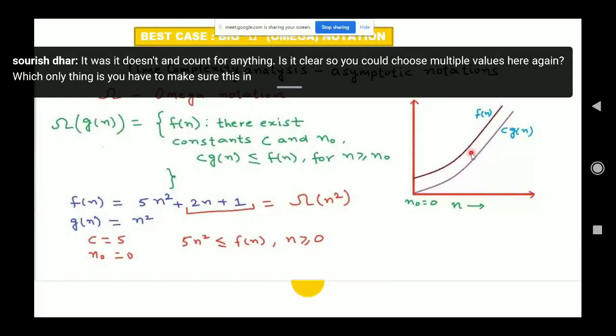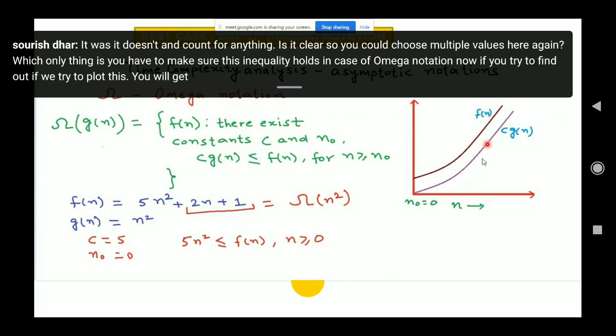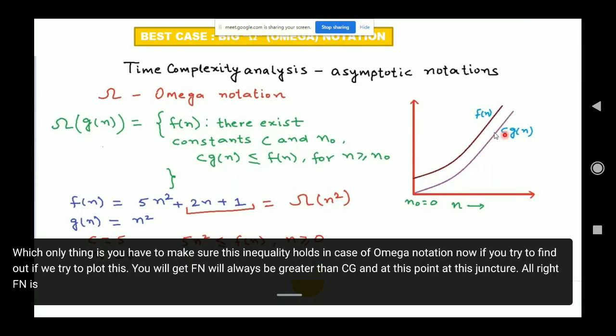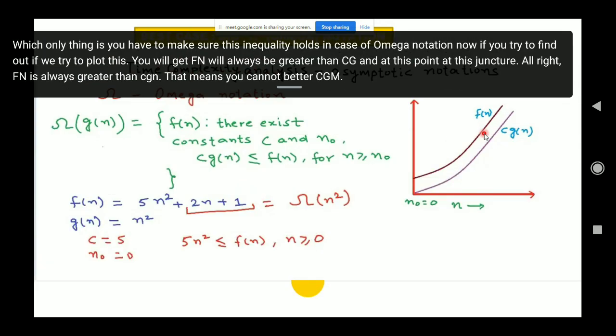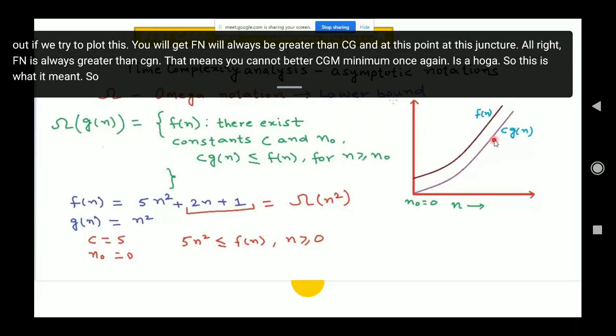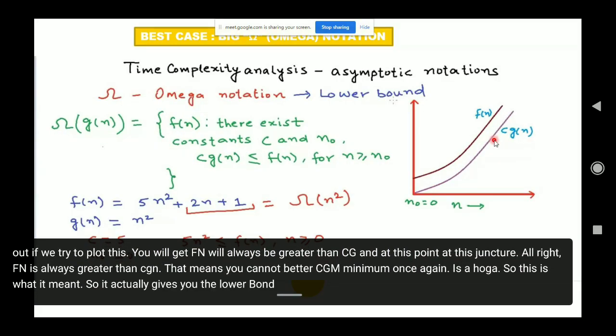Now if you try to plot this, you will get fn will always be greater than cgn at this juncture. Alright, fn is always greater than cgn. That means you cannot better cgn. मिनिमम 1 सेकंड चाहिए, इससे कम में नहीं होगा. So this is what it meant. So it actually gives you the lower bound, or in other words, it is the best case.